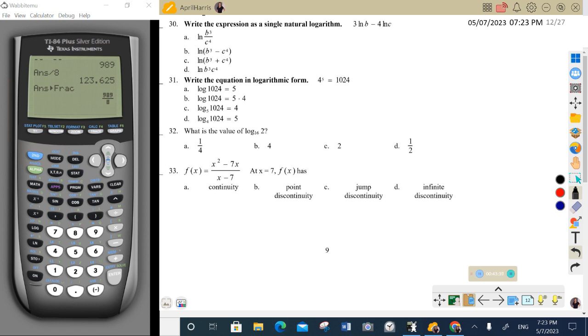Number 30 wants you to write it as a single natural logarithm, so compress. Before you can compress it, you're going to do the power property. So 3 becomes the exponent, and 4 becomes the exponent. So we have natural log of b to the third minus natural log of c to the fourth. And when you have a log minus a log, that's the quotient property. So you write it as one big happy log, first stuff divided by second stuff. And the answer is A.